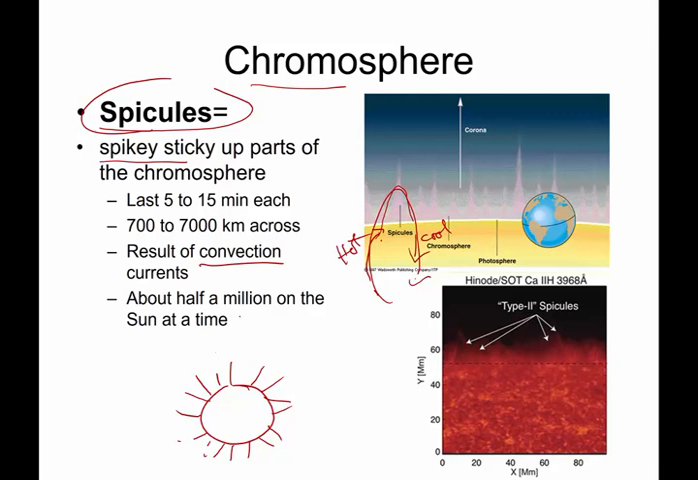At any moment in time, there could be 500,000 of them around the sun. They're not a permanent feature. Each one's going to last only 5 to 15 minutes. They move and oscillate very, very quickly. This is a beautiful picture of the actual spicules themselves. The dotted line represents the actual surface of the sun, and then these are hot plasmas that are rising thousands of miles above the solar surface as part of these convection currents.